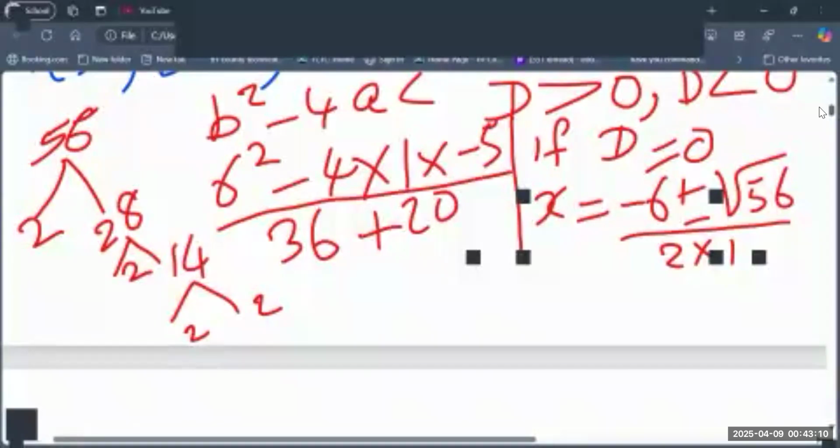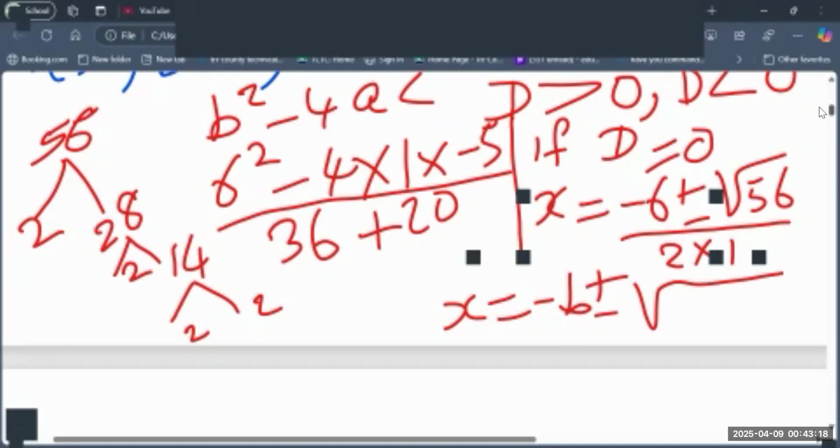So I can now say that x is equal to minus b plus or minus, with the factors inside, 2 to the power 2. I am going to just put 2 to the power 2, then this is 7, and then I'm going to leave 14 in there. And this is my minus 6, all over 2 times 1, which is 2.